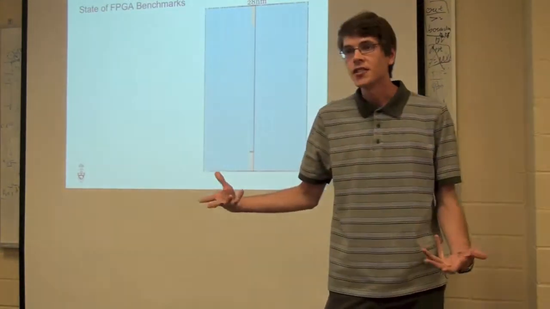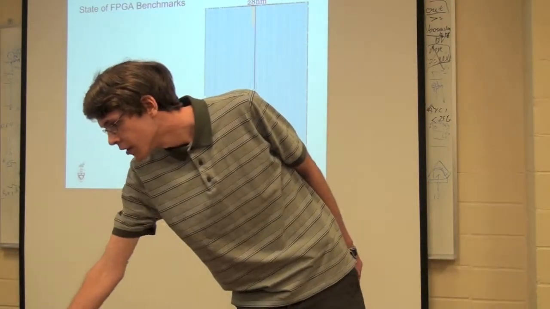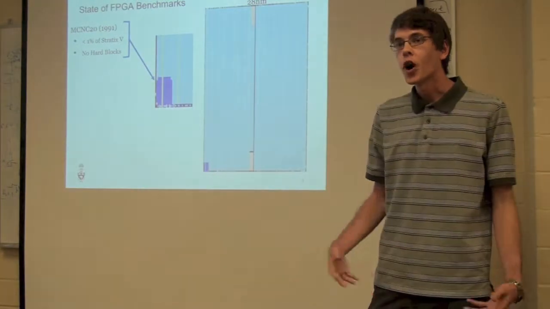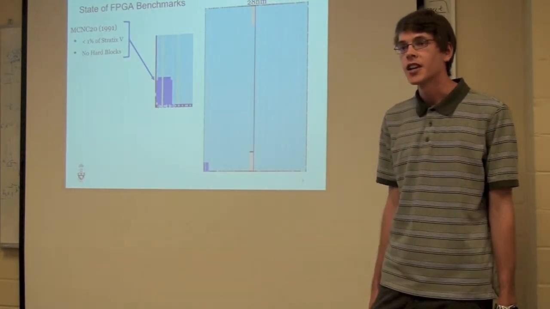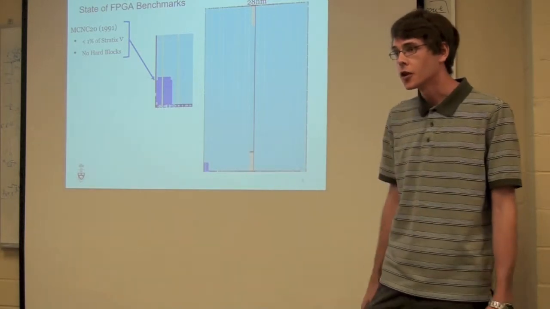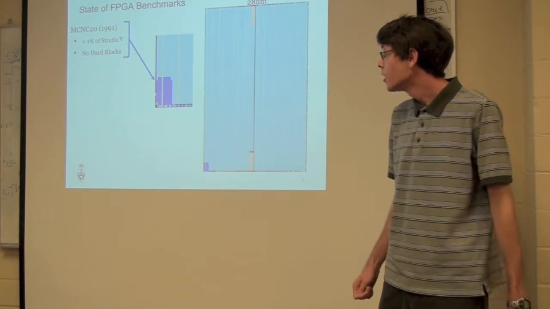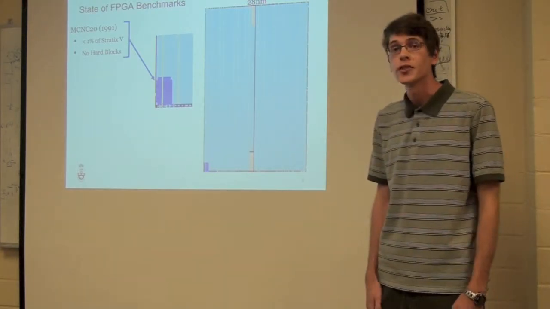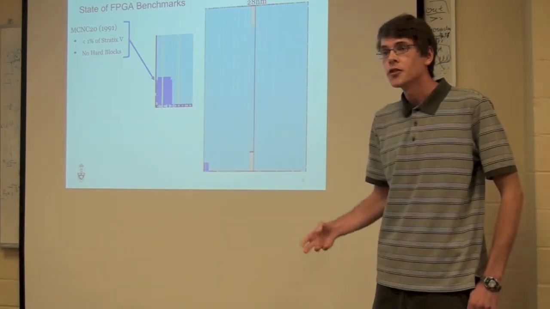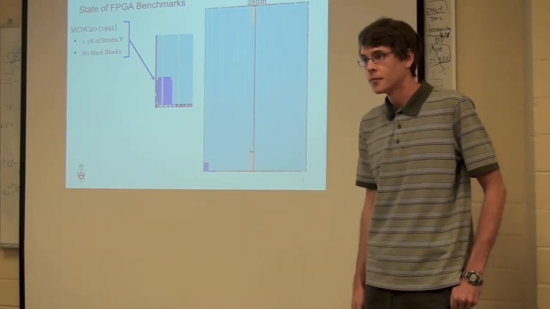So the next question is basically, what is the state of FPGA benchmarking at this point? One of the most popular FPGA benchmark sets are the MCNC20 benchmarks. They were released over 20 years ago. On a modern 28 nanometer FPGA, they fill up less than 1% of the device. Some of the circuits are purely combinational, and they make no use of hardened blocks.